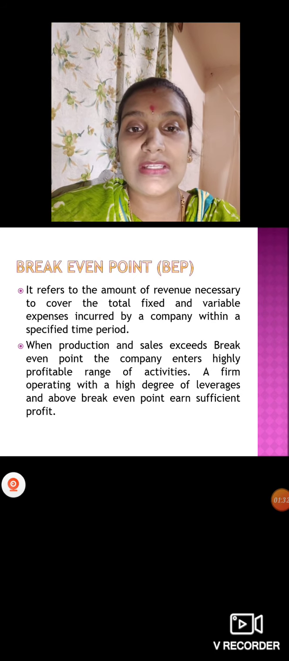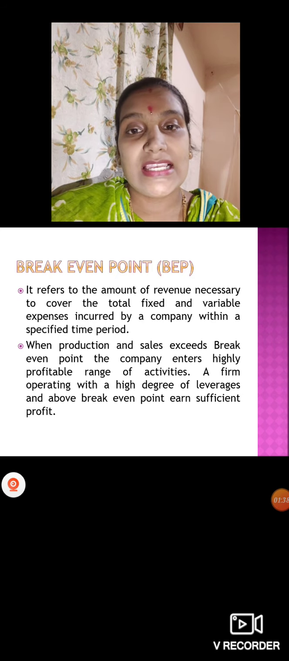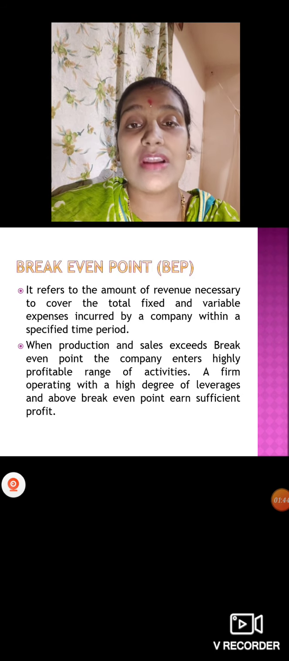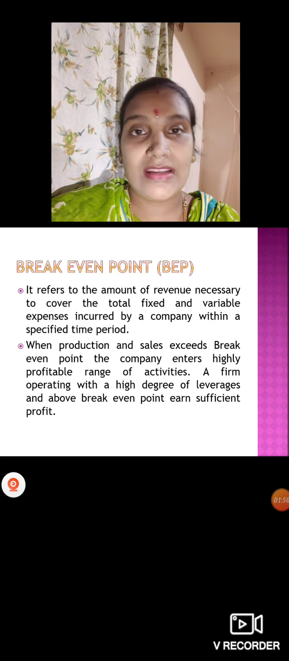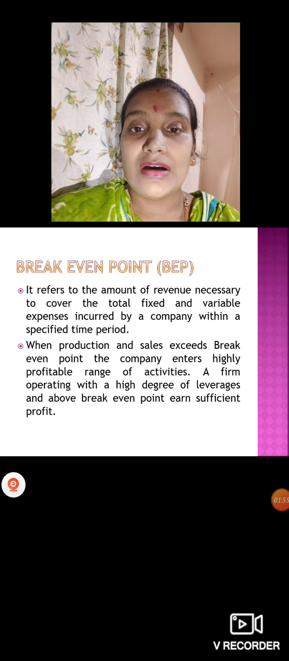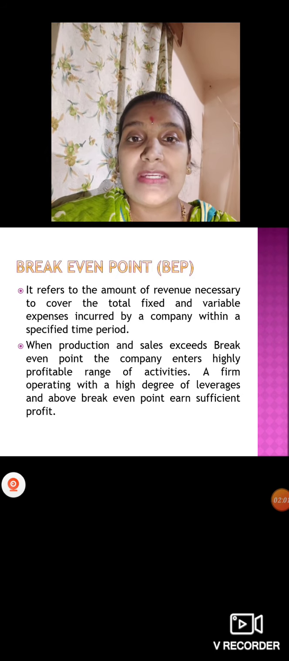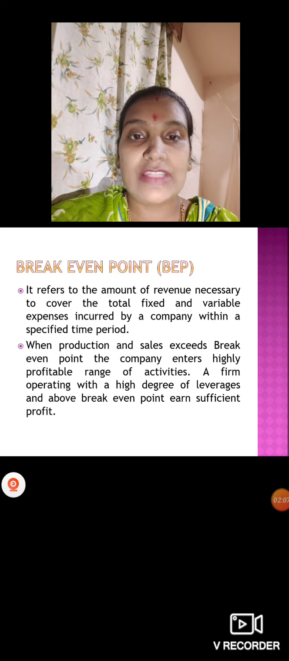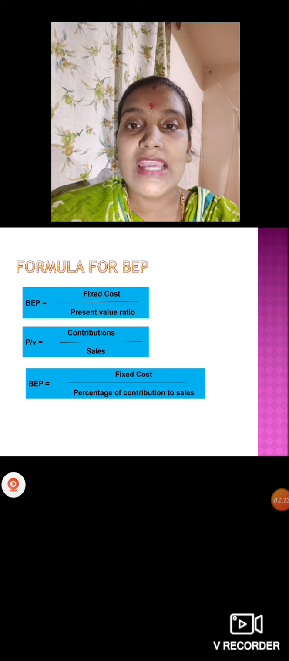As we have learned previously, the higher the degree of leverage, the higher the risk. Likewise, above break-even point the company has sales or units. Sales are indicated in rupees and units are indicated in units. If the company goes beyond the break-even point, whether in units or in sales, it means the company is earning sufficient profit, more than the profit they have planned to earn. So let's see how we have to calculate it.